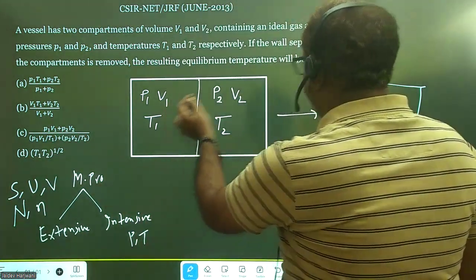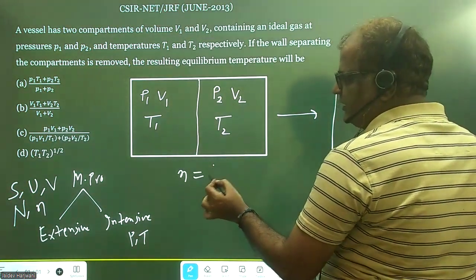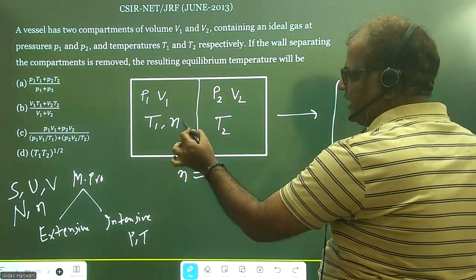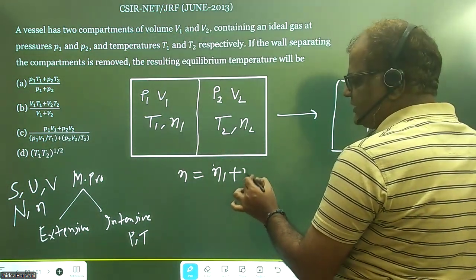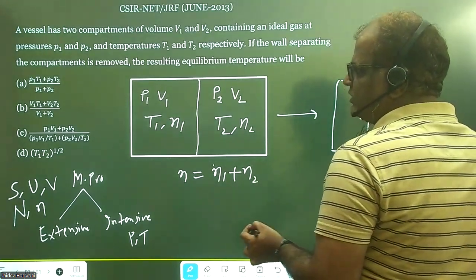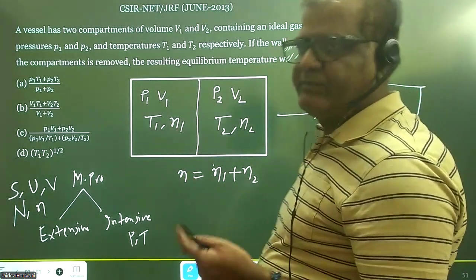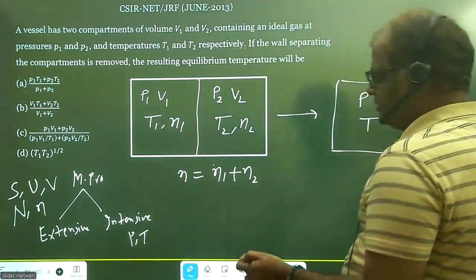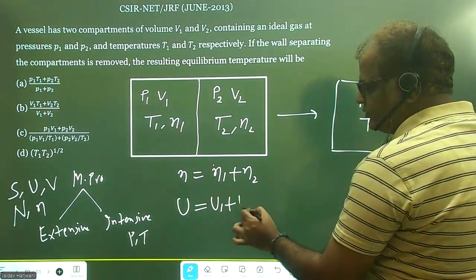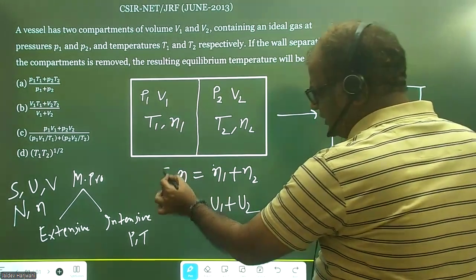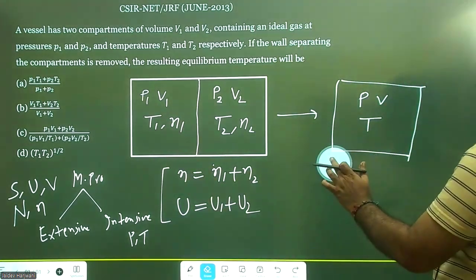So in this case, when we remove this partition, the number of moles is the sum: say the number of moles here is N1 and here is N2, the final number of moles will become N1 plus N2. And we know the kinetic energy or internal energy of an ideal gas depends only on temperature, so that will also be additive in nature. That will become U1 plus U2. So these two expressions can be used to find the final temperature. Let us calculate.